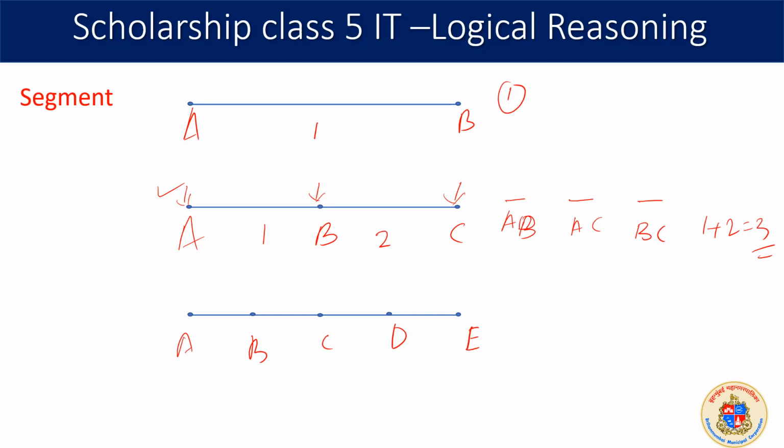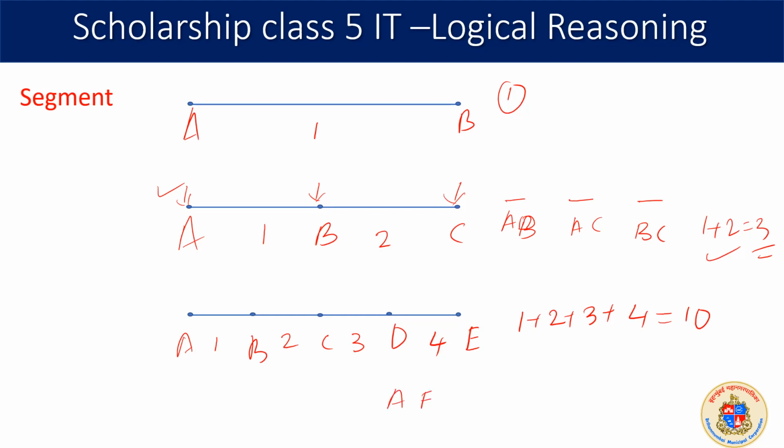Come to the next. Here is a line segment where we have more points on it. So more segments are created. If I use this technique, numbering each one, 1, 2, 3, 4, and I simply add these, 1 plus 2 plus 3 plus 4. Understood? That is 4 plus 3, 7 plus 2, 9 plus 1. 10 segments are there. If you take time to name the segments, you will get 10 segments out of it.